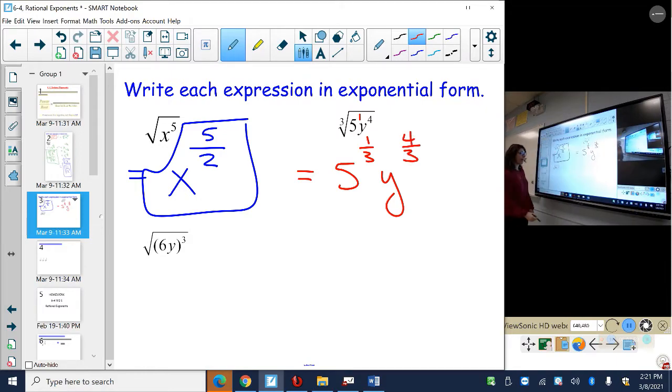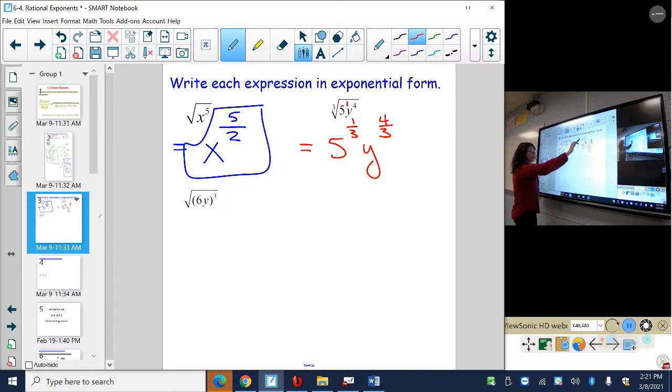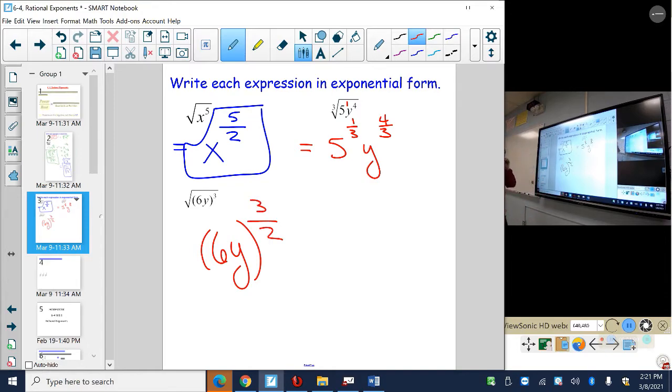Okay? How is this different than that one? Because there's parentheses. So now the parentheses are going to have a power of 3 with a root of 2, and you are done. Okay?